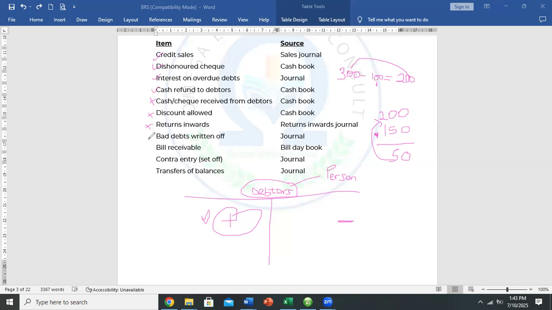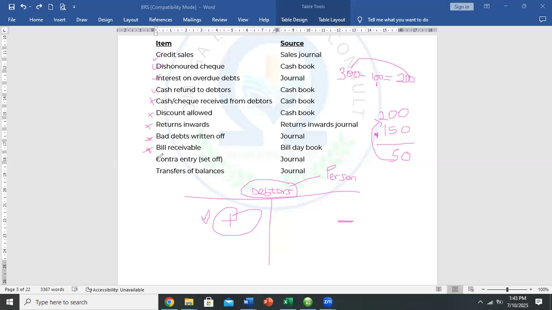So the return invoice is going to decrease how much he owed you. Then bad debt written off. The person cannot pay the debt, so you want to cancel it. Of course, cancellation means a reduction, right? Then the bills receivable, as I indicated to you, is a negotiable instrument that is accepted as a medium of exchange or a form of payment. So that will also reduce the debtors balance.